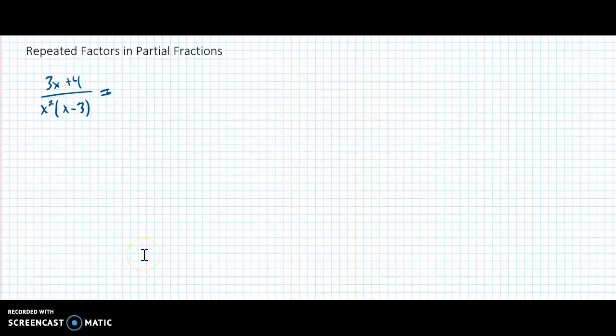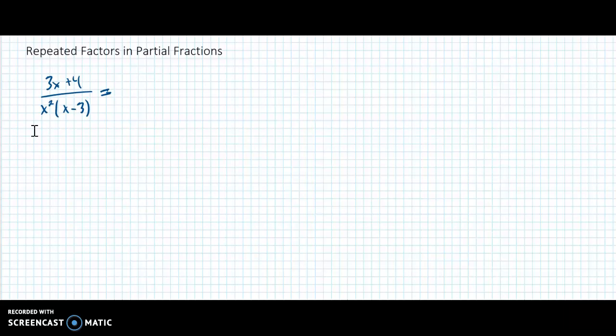Today we're going to take a look at what's called repeated factors in partial fractions. It's something that comes up a lot when we do our Laplace transform stuff. I'm going to do this example, walk through a whole lot of the why, and then I'm going to do a Laplace transform problem that uses this.